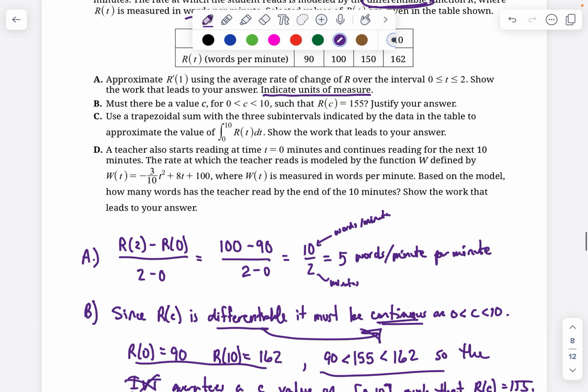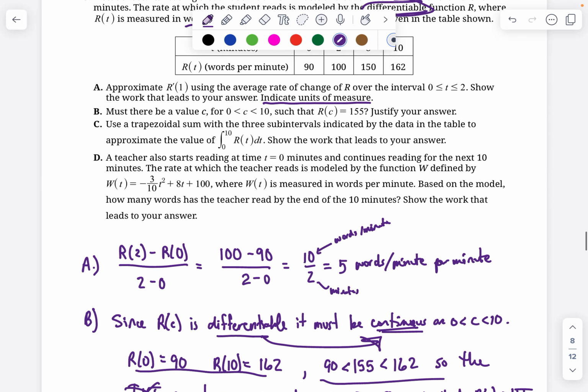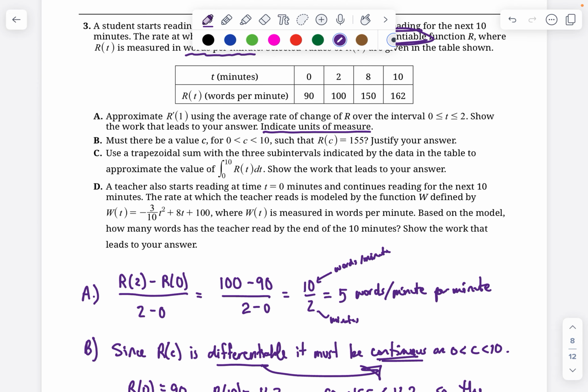Okay, use a trapezoidal sum with 3 subintervals indicated by the data in the table to approximate the value of the integral from 0 to 10 of R of t dt. So we know that this is where a lot of times they are either going to ask us for a Riemann sum, or in this case, they wanted a trapezoidal sum, right?